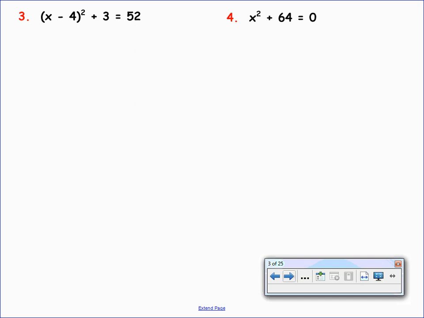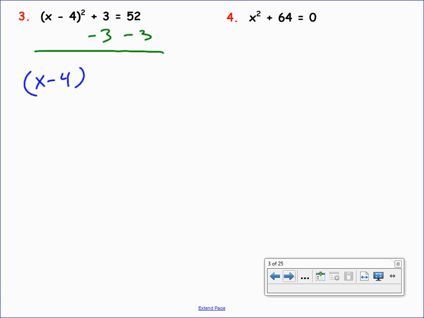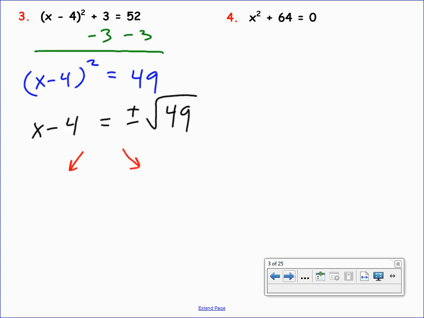So we'll go ahead and subtract 3 from both sides. That will get my quantity x minus 4 all squared alone on one side. And now that I've had my squaring term isolated, I can undo squaring by square rooting, just like we did with number 1. The only difference is there's parentheses here. So that gets rid of the parentheses, and I get x minus 4 is equal to positive and negative square root of 49. Sometimes that'll reduce, sometimes it won't, but either way we'll break it into two parts.